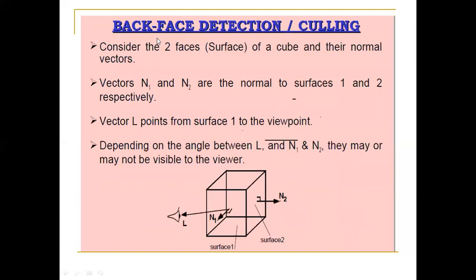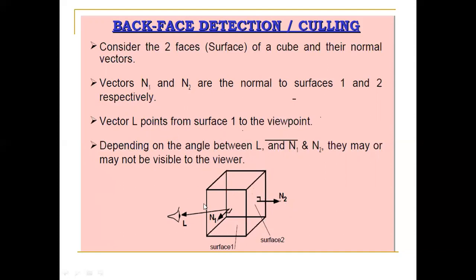Now, for example, I am considering a cube, right? We have two faces, this face and this face. This face is called surface 1 and this is called surface 2. Consider the two faces of a cube and their normal vectors. The normal vector from surface 1 is called N1, and the normal vector from surface 2 is called N2. So vectors N1 and N2 are the normals to surfaces 1 and 2 respectively.